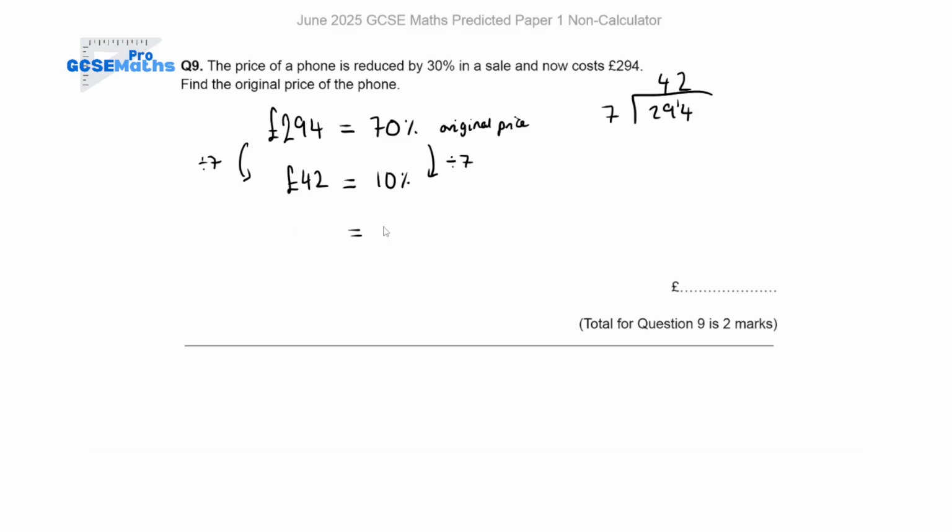So how do I then work out 100% of the original price? Well, that's pretty obvious. I need to times by 10. Now, if this was a calculator, I would do it a different way. However, it's not on this paper, so that's the way I would recommend if you don't have a calculator. Work out 10% by dividing by whatever this value is in the front, and then multiply by 10 to get 100. So 420 is the answer.